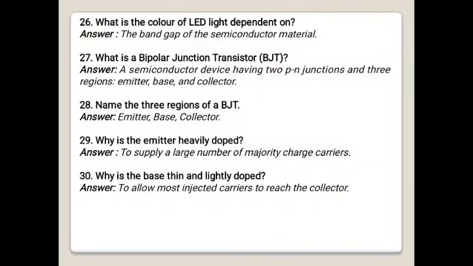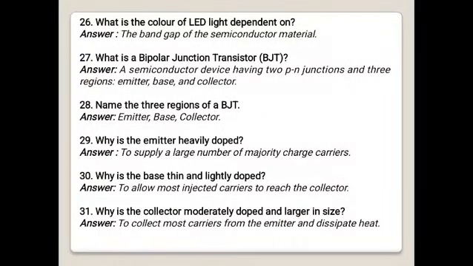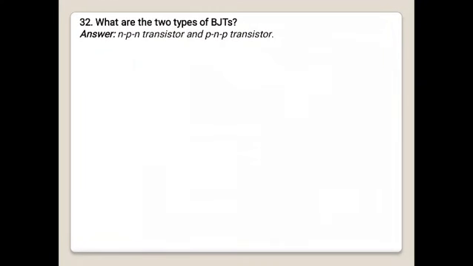Why is the base thin and lightly doped? Answer. To allow most injected carriers to reach the collector. Why is the collector moderately doped and larger in size? Answer. To collect most carriers from the emitter and dissipate heat. What are the two types of BJTs? Answer. NPN transistor and PNP transistor.